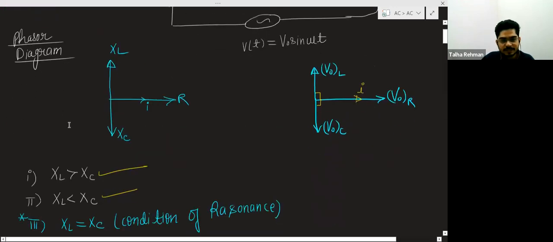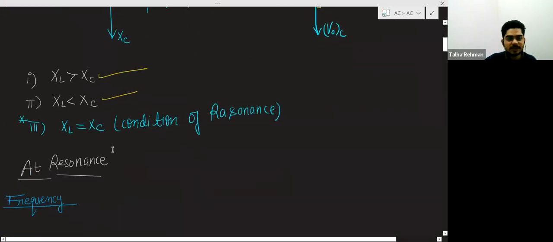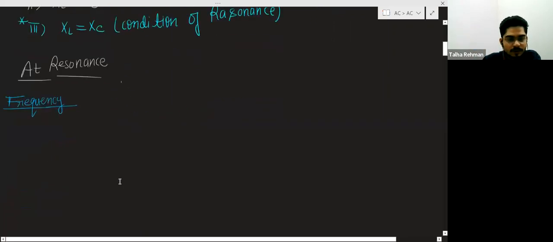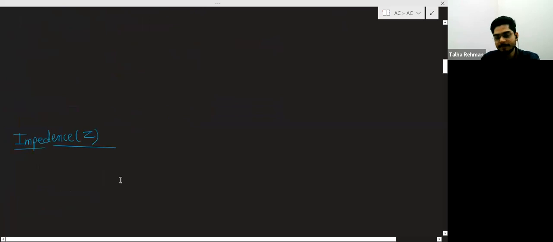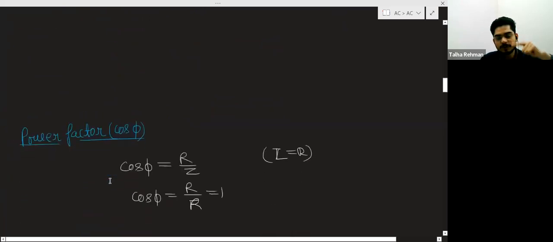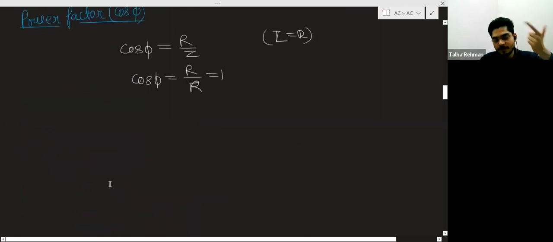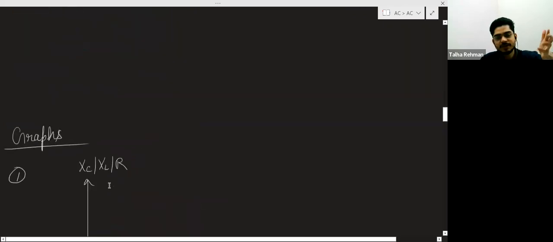So at resonance, XL becomes equal to XC. At resonance, what will be the frequency? Easily now we can calculate the things very easily. We will calculate the frequency, then the impedance in case of resonance. After that, we will calculate the power factor, the power at resonance, and we will see some of the graphs.